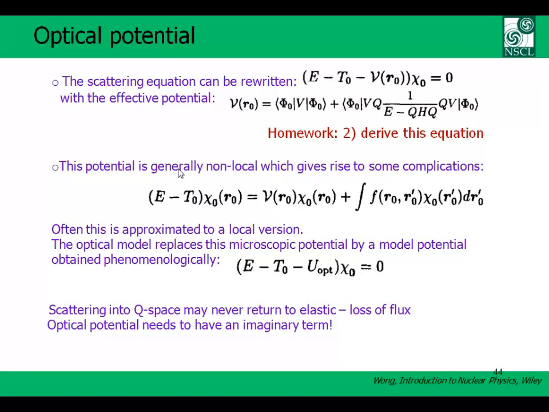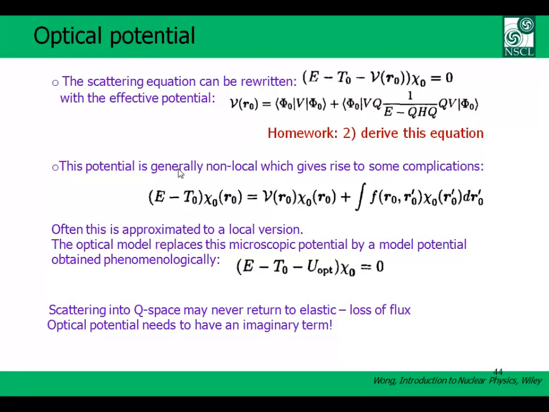Okay, so the important point to retain is that there will be a local simplification of this many-body effective interaction between a projectile and a target. That local simplification is usually phenomenologically based, but has to contain an imaginary term to account for flux lost into Q space. Make sense? Okay.